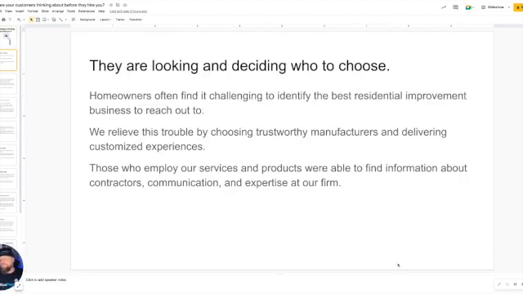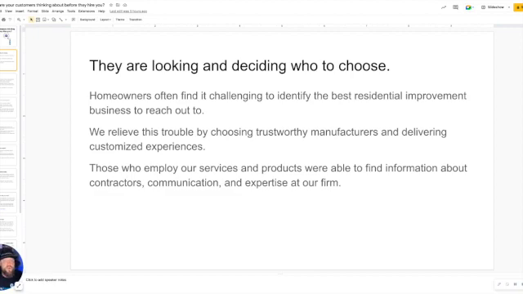So first and foremost, they're looking and deciding who they want to choose, who they want to do business with, maybe who they want to get bids from. We know those buyers out there who are the multiple bid buyers. They need 3 estimates before they make a decision. So it's best to know going into that sale or consultation what it is that they're looking for before they hire you. They find it challenging to identify the best residential home improvement businesses to reach out to. Maybe they just moved into an area and they don't know who to call and ask, right?